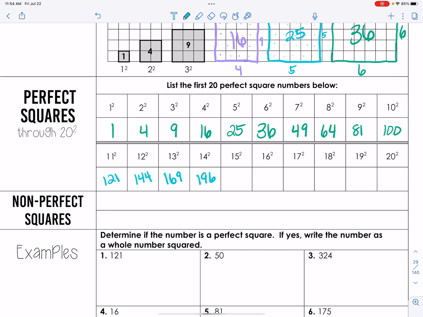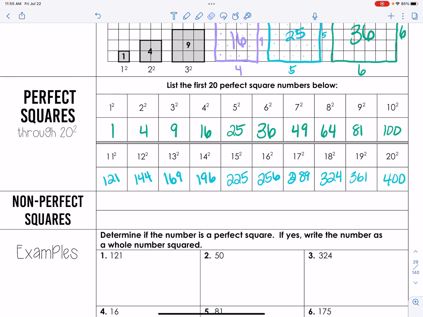14 times 14 is 196. 15 times 15 is 225. 16 times 16 is 256. 17 times 17 is 289. I almost said 3. 18 times 18 is 324. 19 times 19 is 361. And 20 times 20 is 400.